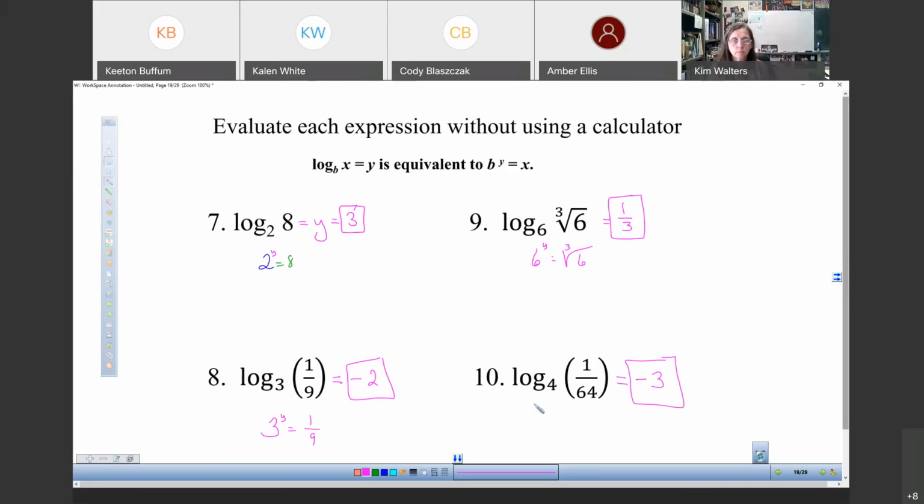How are we doing? Don't think too hard. That's the best advice I can give you about logarithms. A logarithm is an exponent. 4 to what power gives me this number?